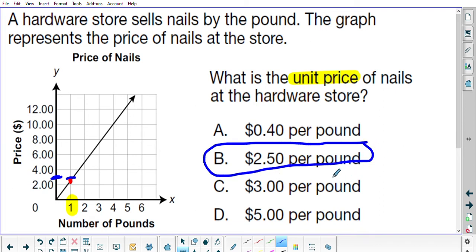Now, if you're not sure when you were looking at the graph if this was going to be $2.50 or $3, another thing you could have done is you could have said, whoa, this place right here, the line goes through the grid lines perfectly, and so I know that this is $10 for 4 pounds. Well, if you take 10 and you divide by 4, guess what you get? You're going to get $2.50 per pound. So that's another way that you could have confirmed that it was $2.50 per pound and not $3 per pound. So that's something that would work. And that's the idea of dividing to find the unit rate.